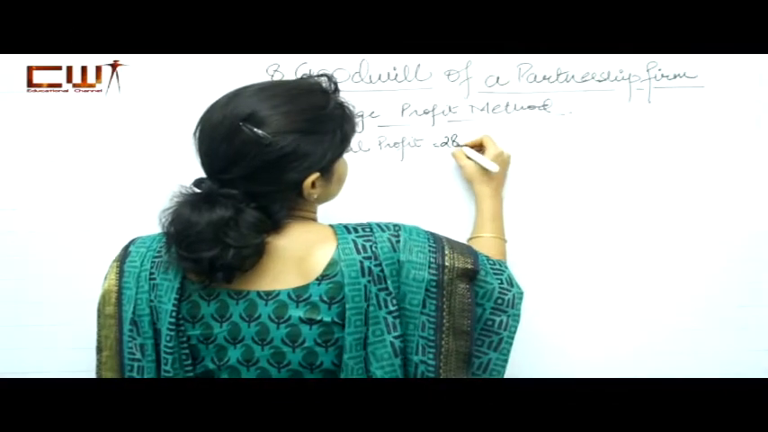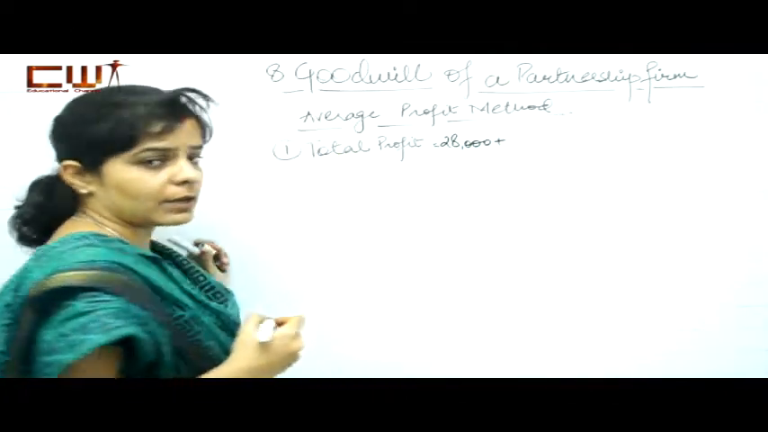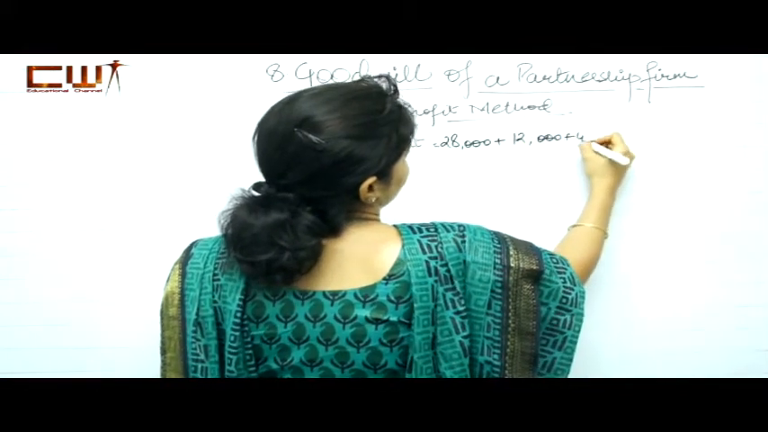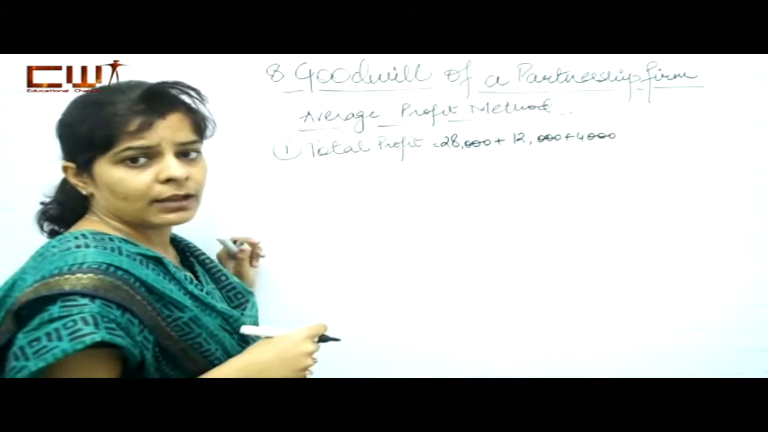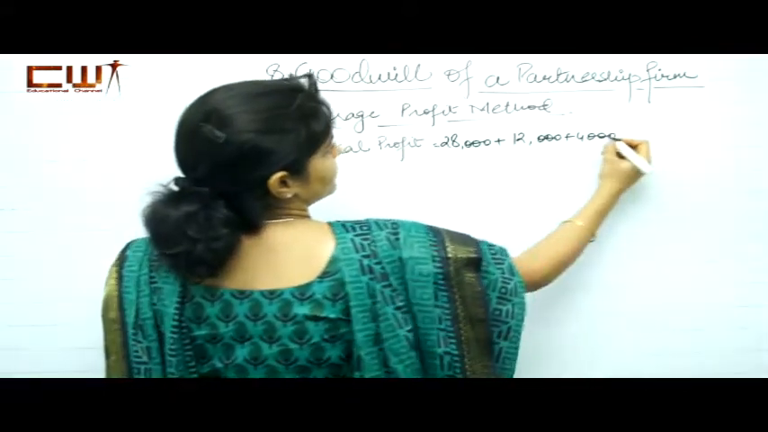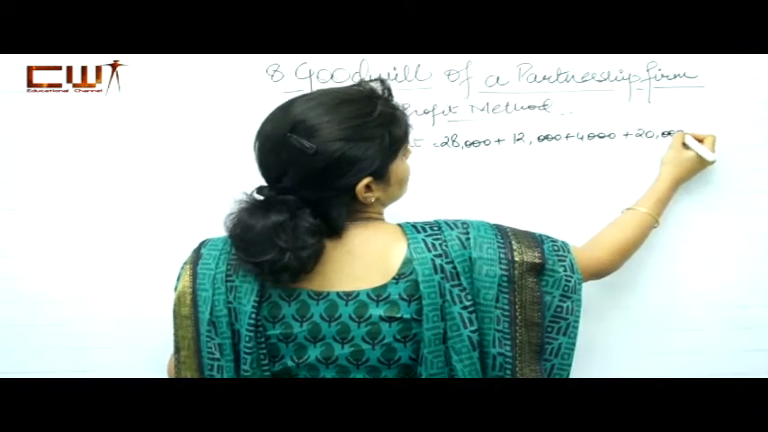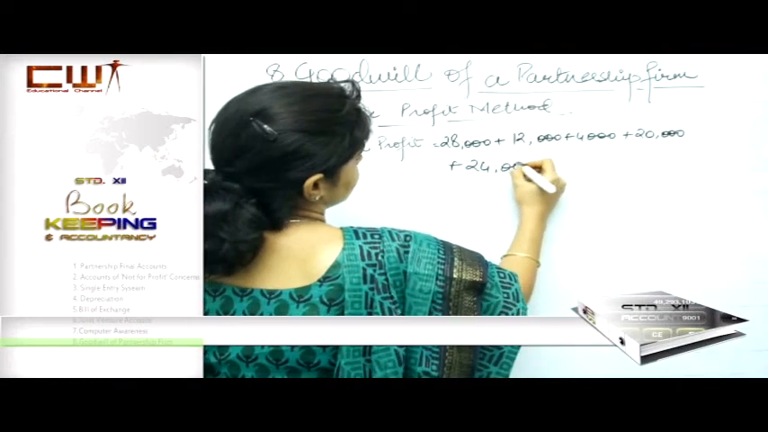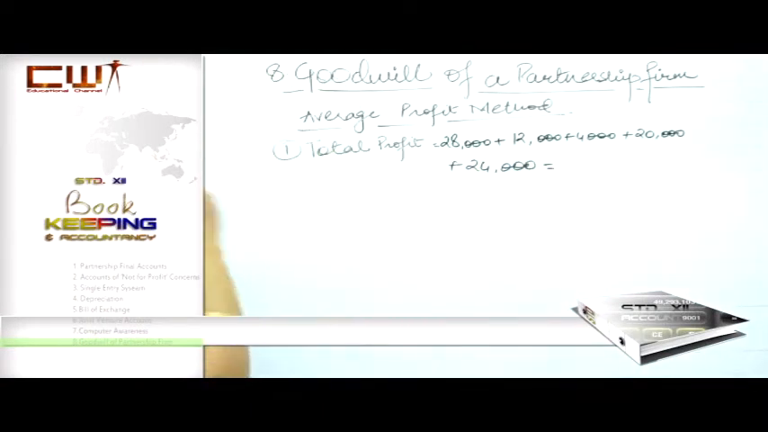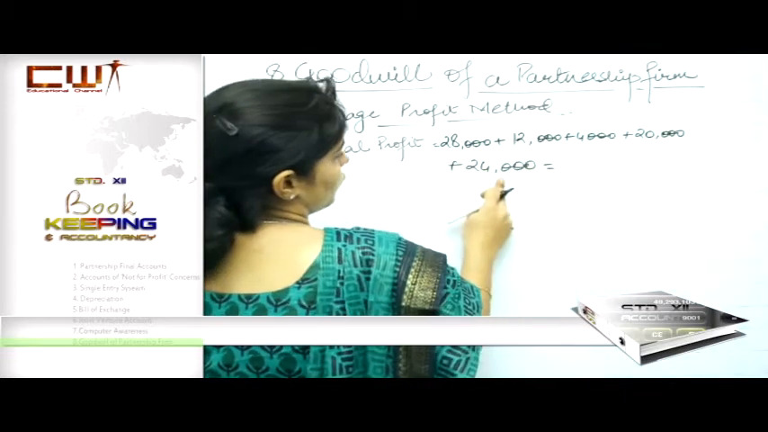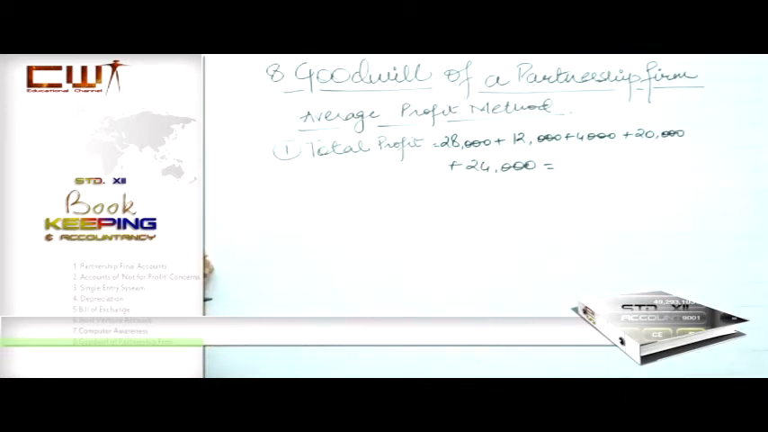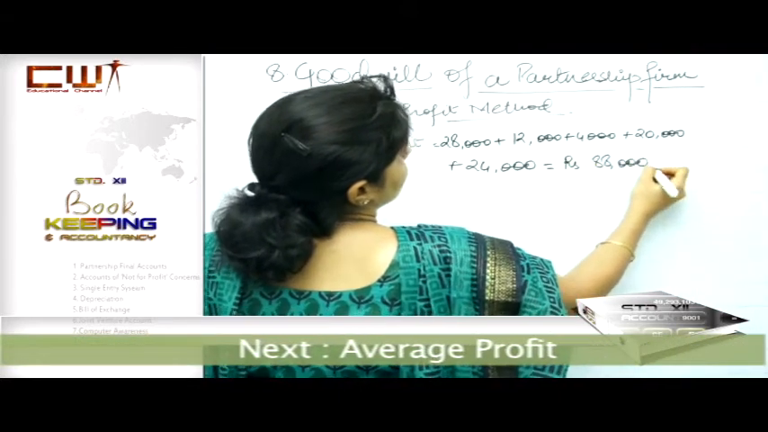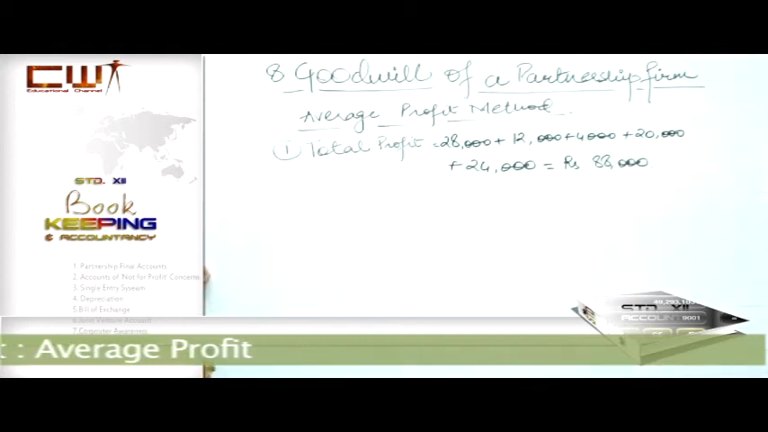What they have given is 28,000, right? Then 12,000 for the second year, then 4,000 for the third year, right? Then 20,000 plus 24,000 for the last one. This they have given as the profit. How many years? 1, 2, 3, 4, 5 years. 5 years profit they have given. You have to find out the total profit. How much will this be? Rupees 88,000. This is the total profit that you get, right?